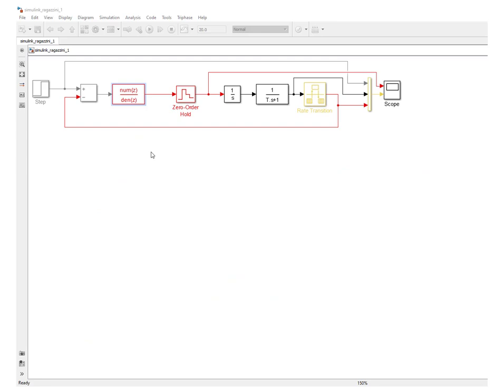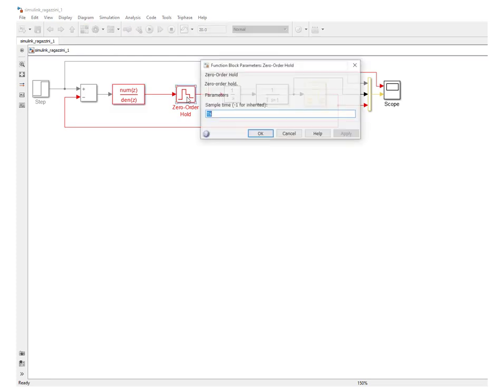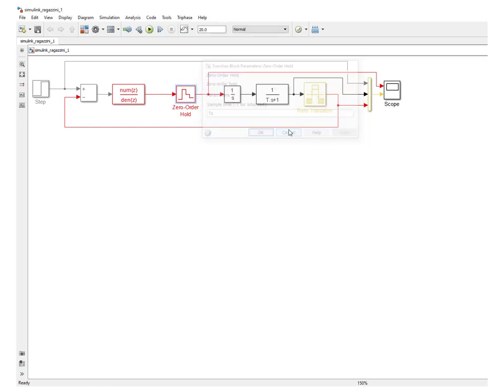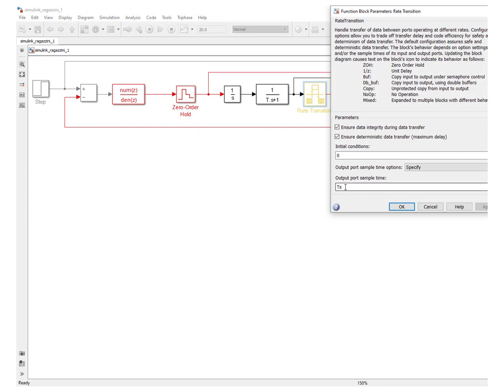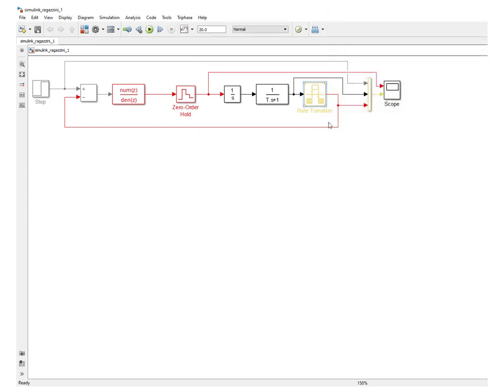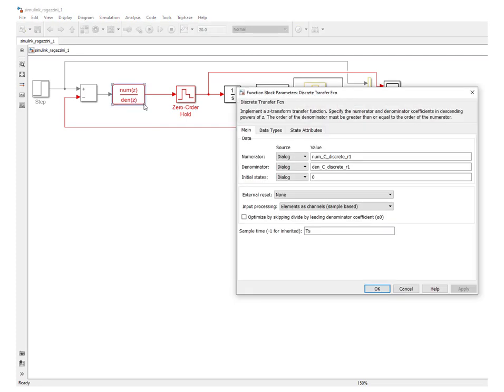So this is the Simulink simulation for this first Ragazzini design. Remember that this is the process, and in front you have to put a zero order hold mechanism. Do not forget to change the sample time. This is really crucial. Here we have the rate transition, right? And here you have the digital controller. So this corresponds to the Ragazzini design number 1. And here again, Ts is imported.